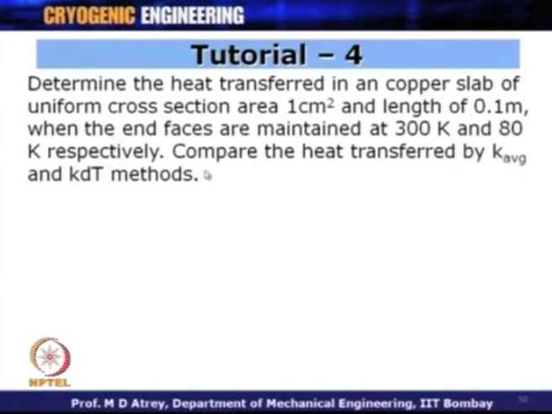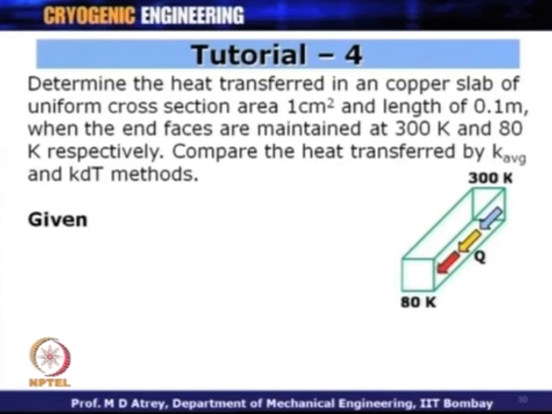So, K average is basically taking the average of the K value at 300 Kelvin and the K value at 80 Kelvin, while K dT takes into consideration the K variations between 300 Kelvin and 80 Kelvin at all the points. So, let us compare these two heat transfers obtained using the K average method and the integral K dT method.